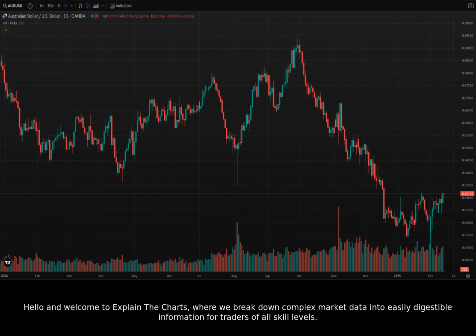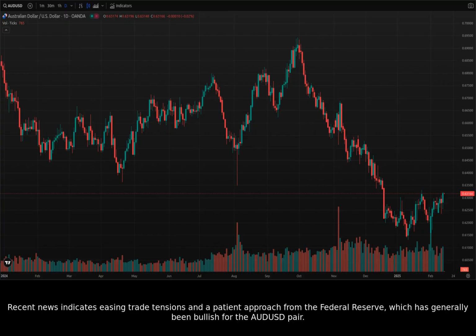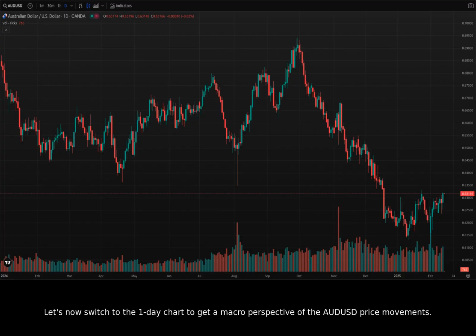Of all skill levels. Today, February 13th, 2025, we're tackling the AUDUSD pair, focusing on how current events shape the price action. Recent news indicates easing trade tensions and a patient approach from the Federal Reserve, which has generally been bullish for the AUDUSD pair. However, other factors, such as the potential for trade war escalations and anticipated Reserve Bank of Australia decisions, introduce a bearish element of uncertainty.